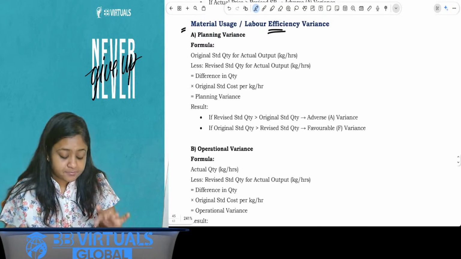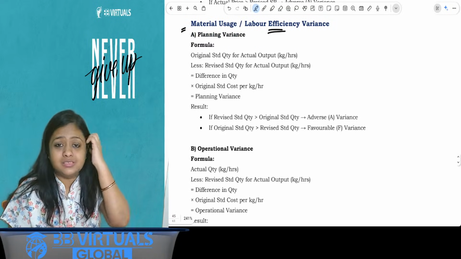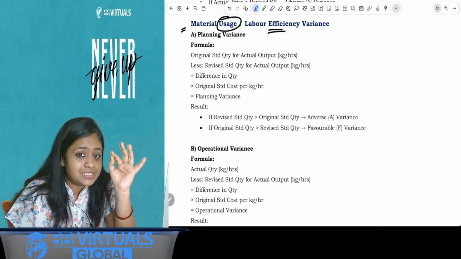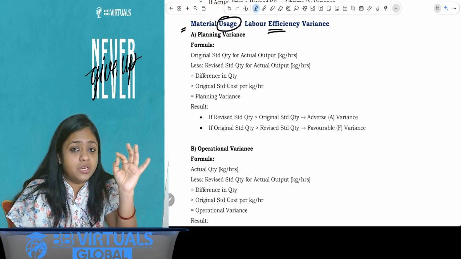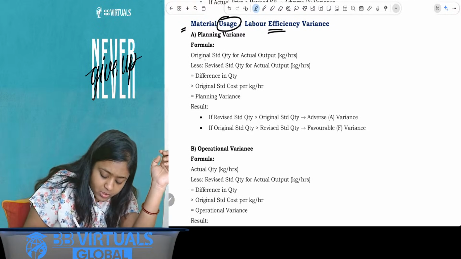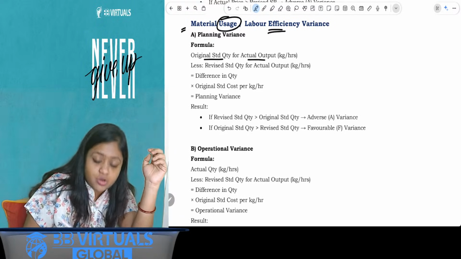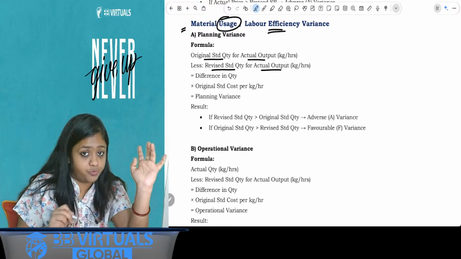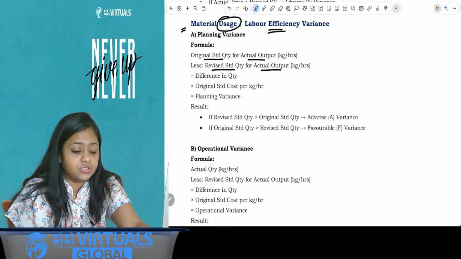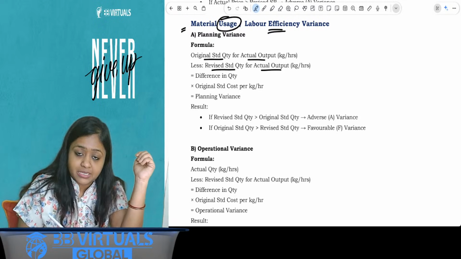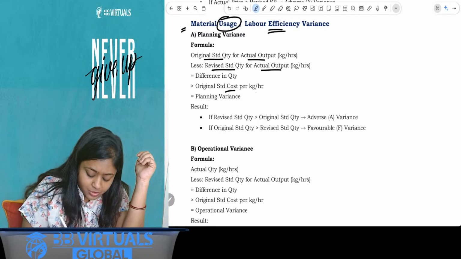Now, how do you calculate the planning variance? Here, the focus point is usage. Usage means standard quantity to make, standard input to make actual quantity, correct? So here, what is the original standard quantity for actual output? And what is the revised standard quantity for actual output? So you would always take the difference between standards, because yes, here we are focusing on budget. Okay, and multiply it with the original standard cost per kg.